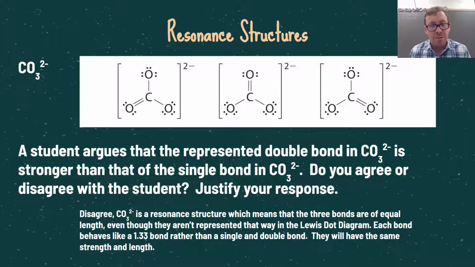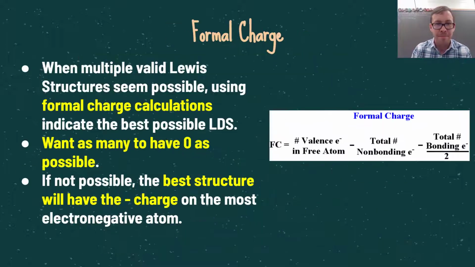So resonance structures, again, even though they're represented by a double bond and 2 single bonds, they really aren't truly a double bond and 2 single bonds. They're all going to behave with the same length and the same strength, in this case 1 1/3 bonds.